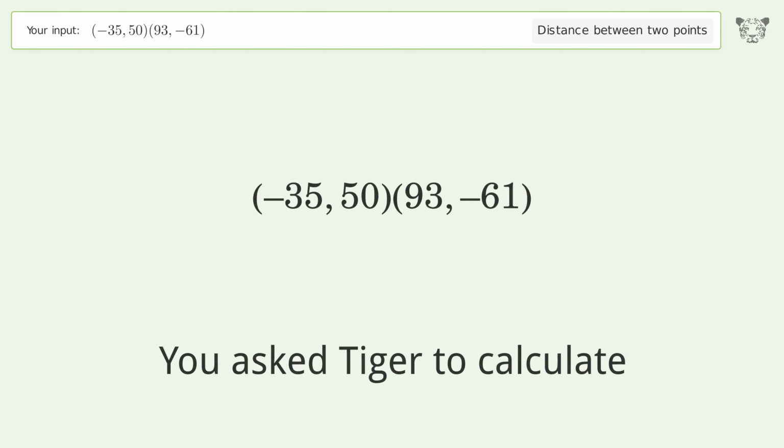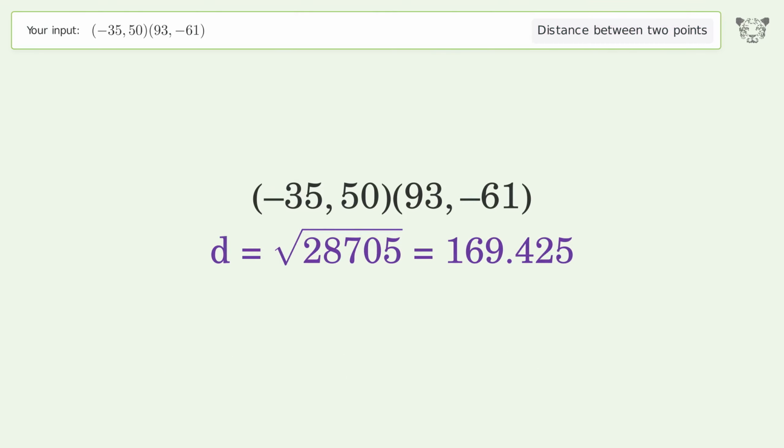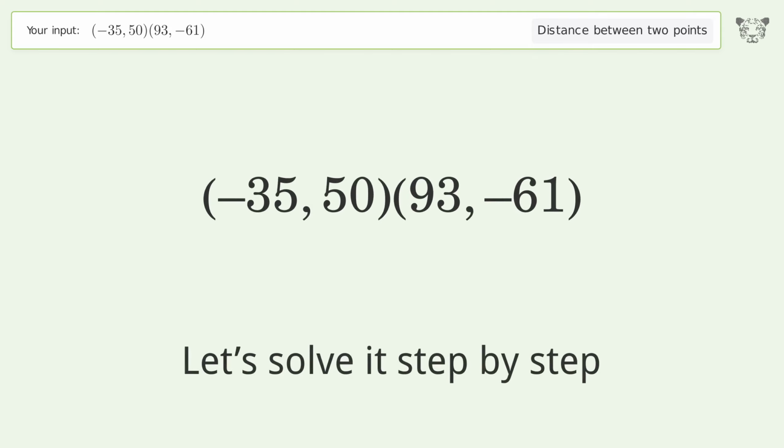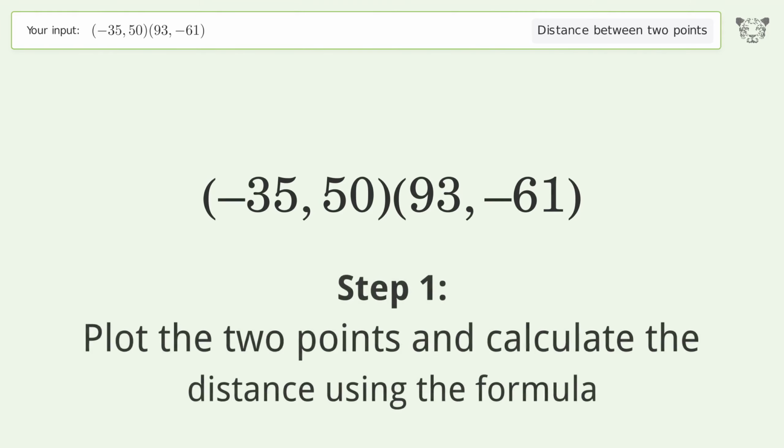You ask Tiger to calculate. This deals with the distance between 2 points. The distance between the 2 points is the square root of 28,705, or 169.425. Let's solve it step by step. Plot the 2 points and calculate the distance using the formula.